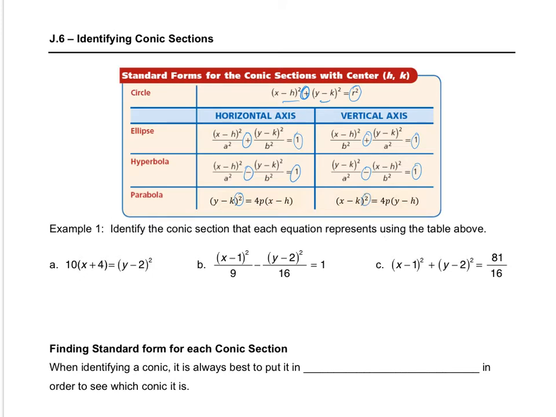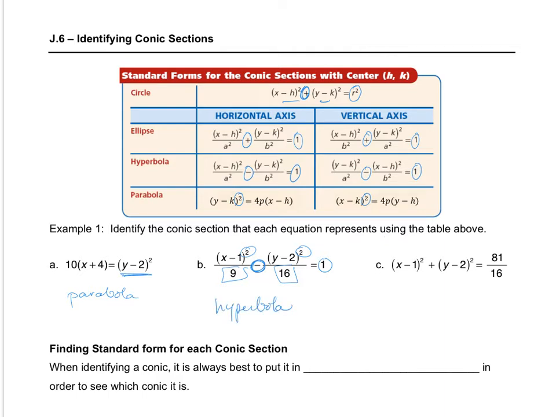So this is what we are looking for in our equations. So in example 1a, you notice that there is only one squared term, so it is a parabola. In the second example, there are two squared terms, both the x and the y. The denominators are different, but more importantly, we are taking the difference, and the equation is equal to 1. So hopefully you recognize that this is a hyperbola.